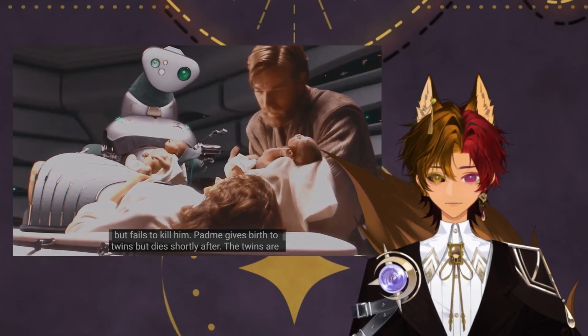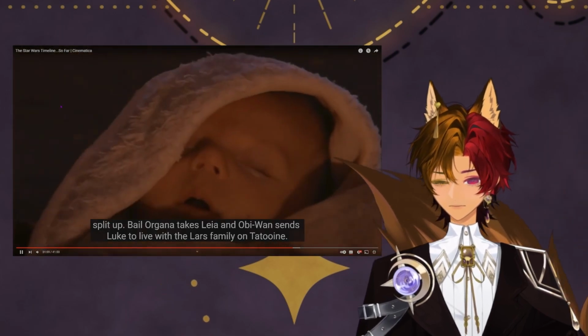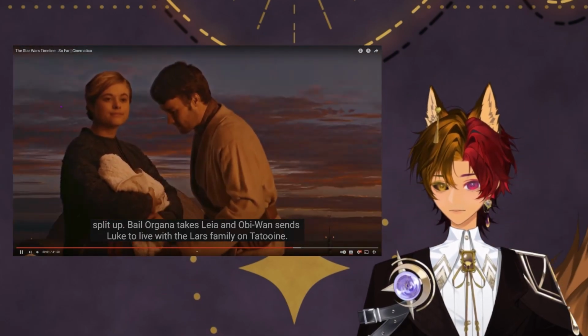Padme gives birth to twins but dies shortly after. The twins are split up. Bail Organa takes Leia, and Obi-Wan sends Luke to live with the Lars family on Tatooine.